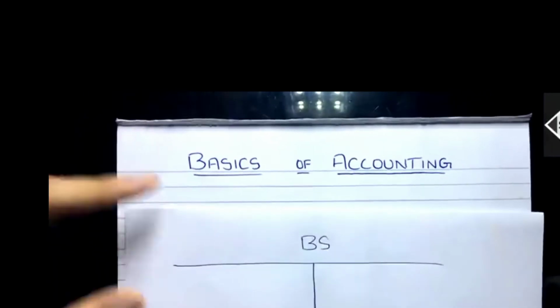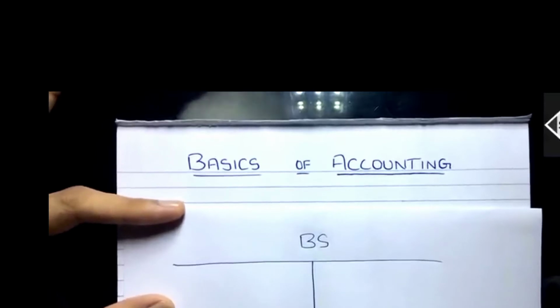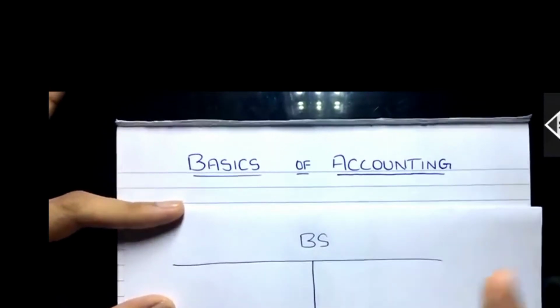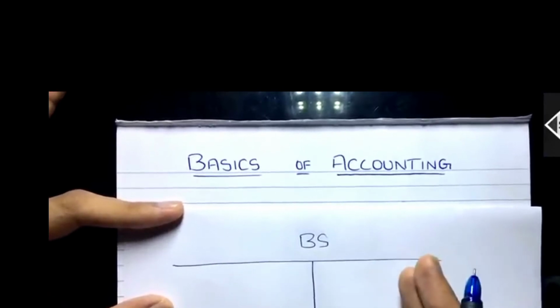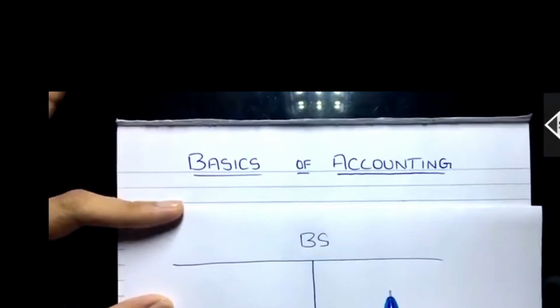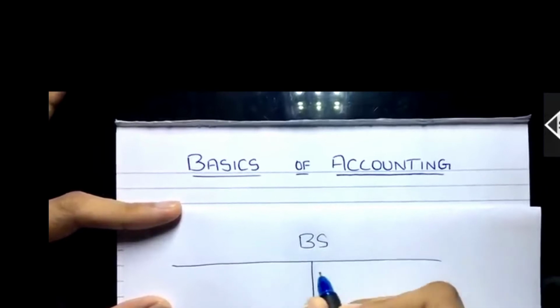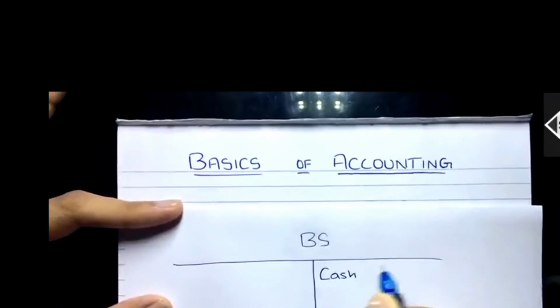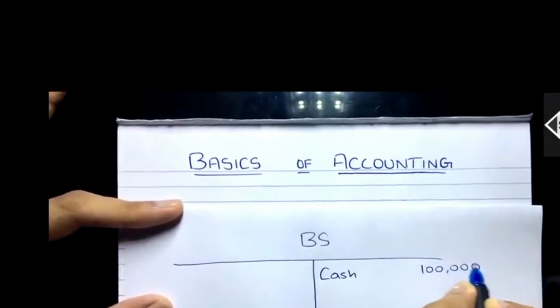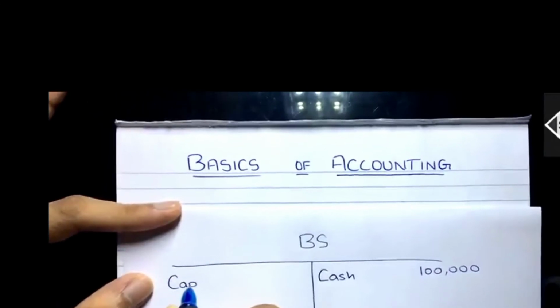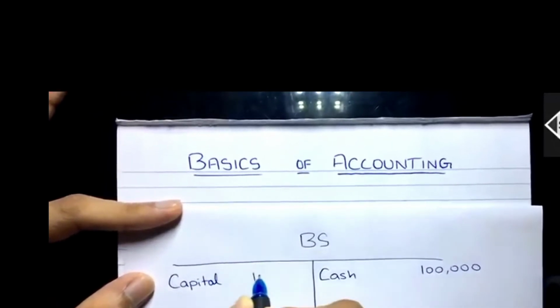Now here we have the example. Let's say you have a sole proprietorship business, you are a single owner, and you started your business with 1 lakh capital. Now this is the balance sheet. Here we take capital and liabilities on the left hand side, and on the right hand side we take all the assets. So you started your business with 1 lakh. 1 lakh means you have cash of 1 lakh in your business, and you have invested capital, right? So here you have to show the capital of 1 lakh.